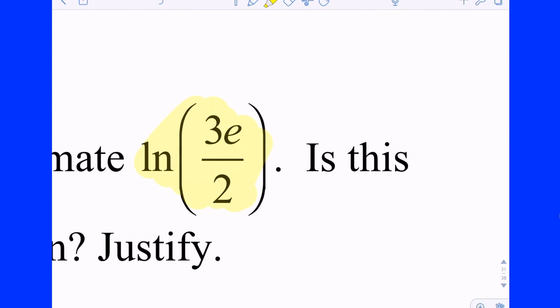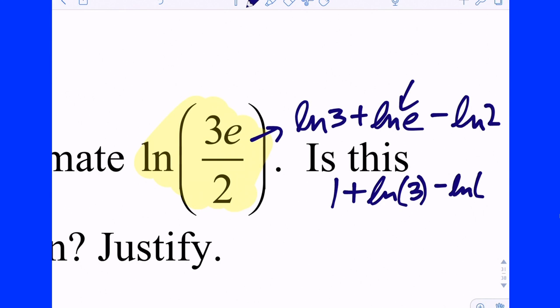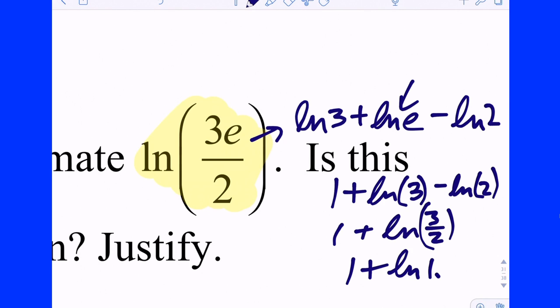Does anyone know off the top of your head what the natural log of 3e halves is approximately? I don't know. I could expand it, right? That's the natural log of 3 plus the natural log of e minus the natural log of 2, using the rules of logs. And, of course, what's the natural log of e? 1. So it's really 1 plus the natural log of 3 minus the natural log of 2. And I can condense the second part and call it the natural log of 3 halves, or 1.5. So it's really 1 plus the natural log of 1.5.